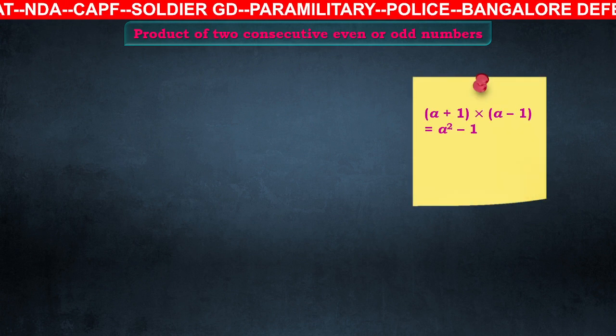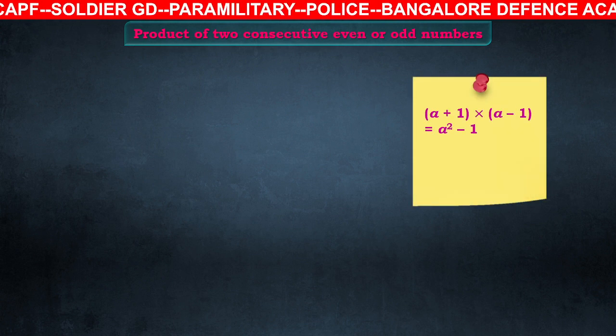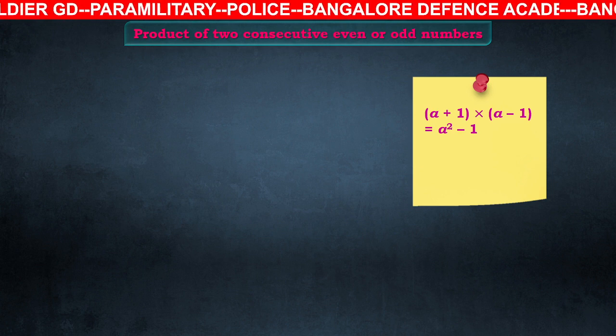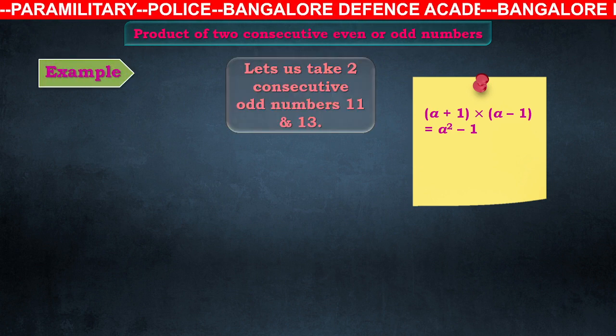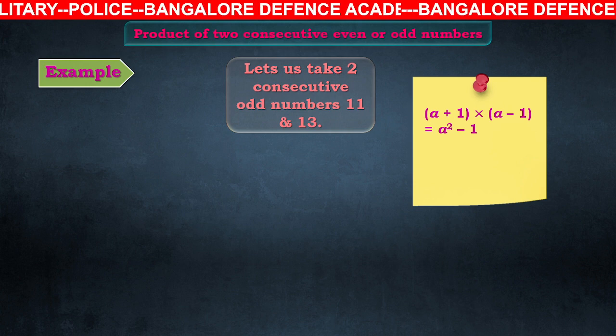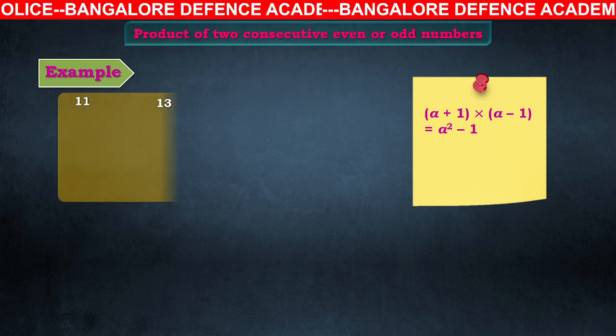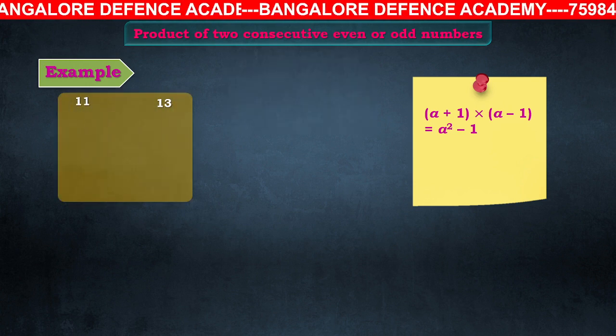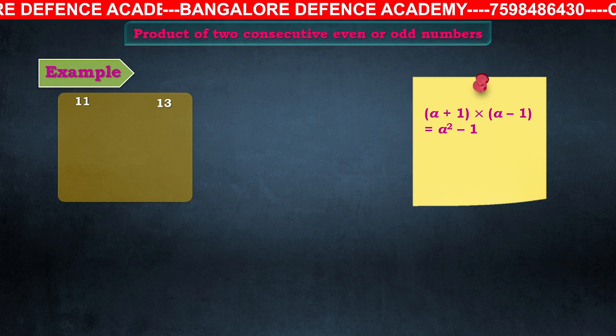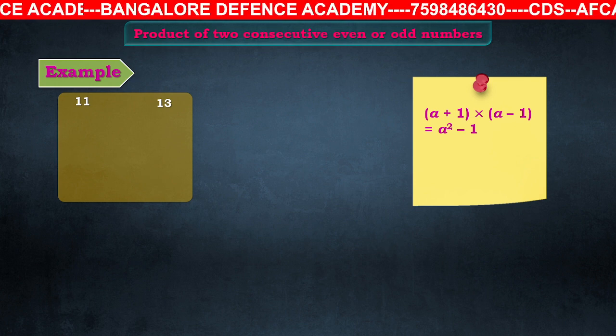Now let us try to understand the product of two consecutive even or odd numbers. Very interesting fact here. Imagine this formula, that is (a plus 1) into (a minus 1). You get a square minus 1. So let us take two consecutive odd numbers, 11 and 13. If I ask you to multiply 11 and 13, you are going to take time. But now here we have a shortcut.